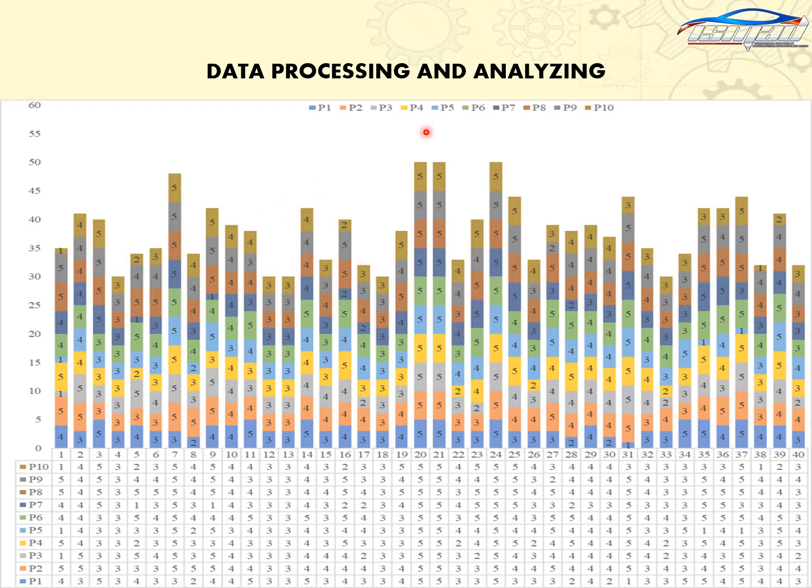And this is the data processing and analyzing for each part of the Kansei words, coded by P1, P2, and so on. This is the number of priority, which one is most likely and most least likely. All of the respondents here, there were 40 respondents that have been collected one by one.